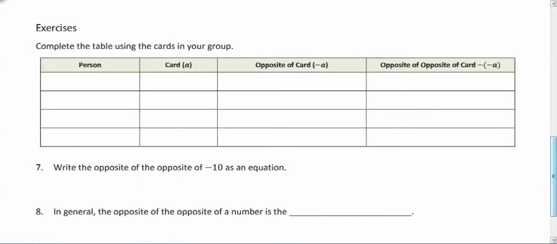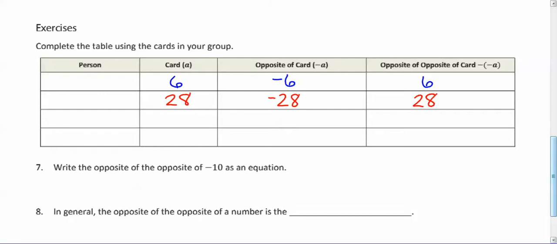Okay, let's say the card is 6. The opposite would be negative 6. The opposite of the opposite would be 6 again. All right, let's come up with another number. 28. The opposite of that would be negative 28. The opposite of the opposite would be positive 28.